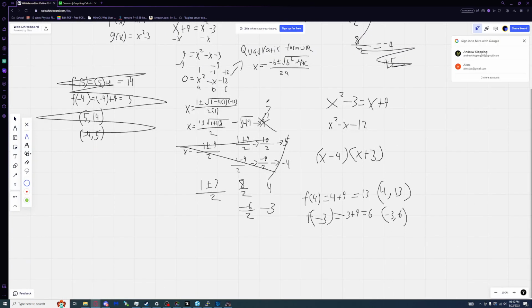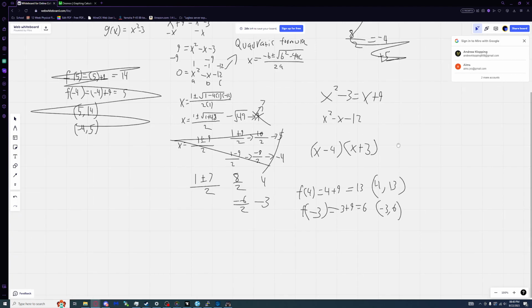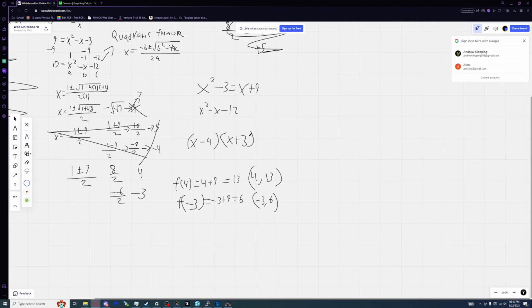So, yeah, when you're looking over your work, make sure you don't miss something like that where 9 is actually the square root of 81, not 49. That would be my bad.